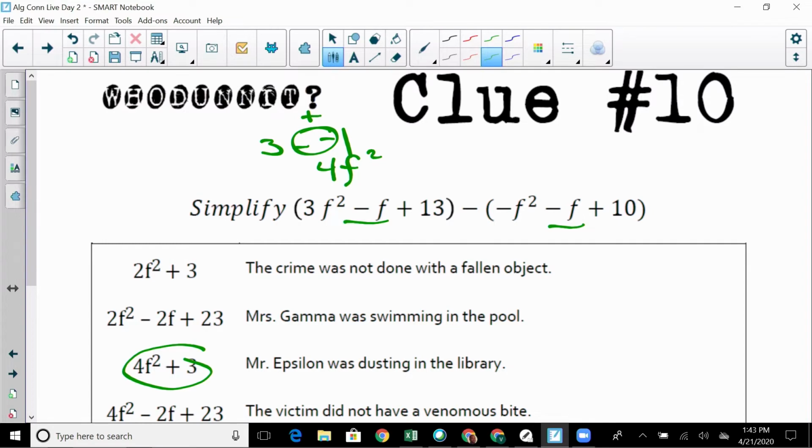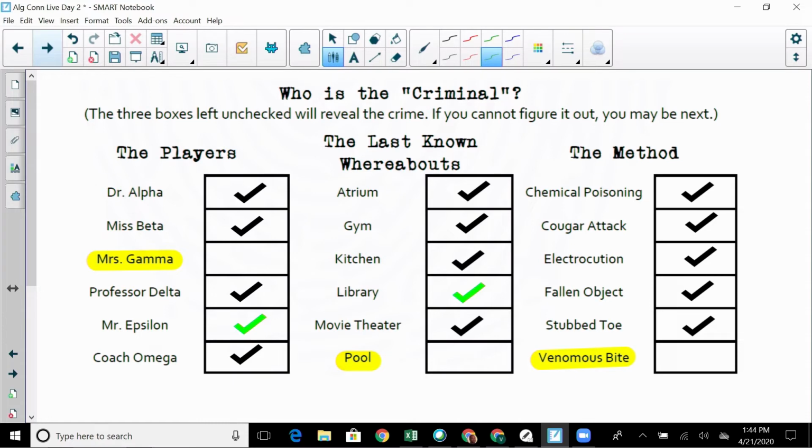And Mr. Epsilon was dusting in the library. So that leaves us with, once we check off Mr. Epsilon was dusting in the library, that leaves us with Mrs. Gamma was at the pool, and the murder occurred with a venomous bite. I hope you enjoyed that and followed that.